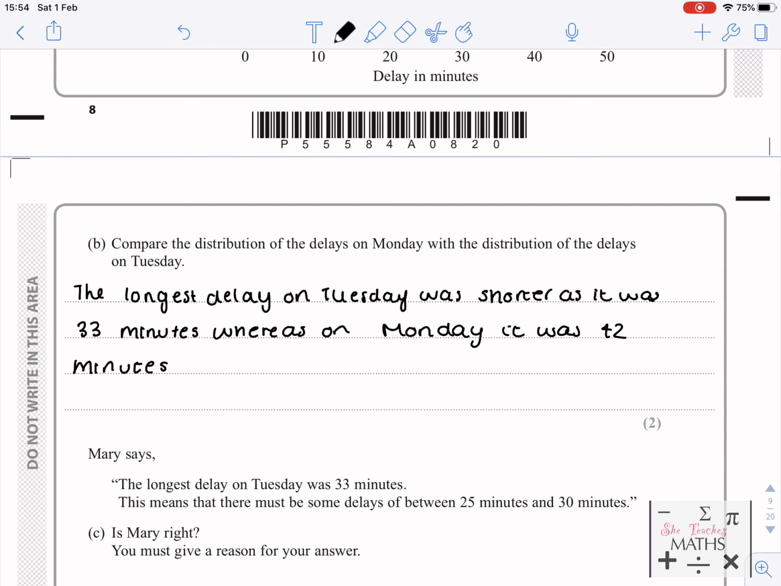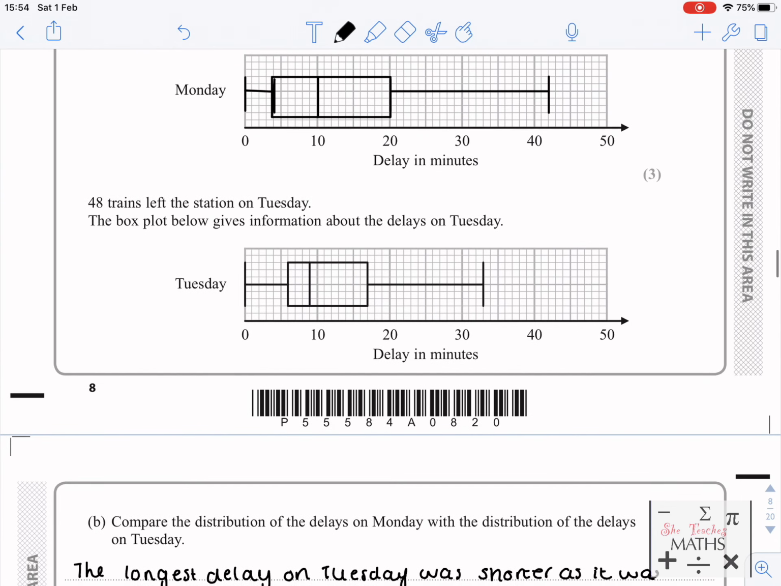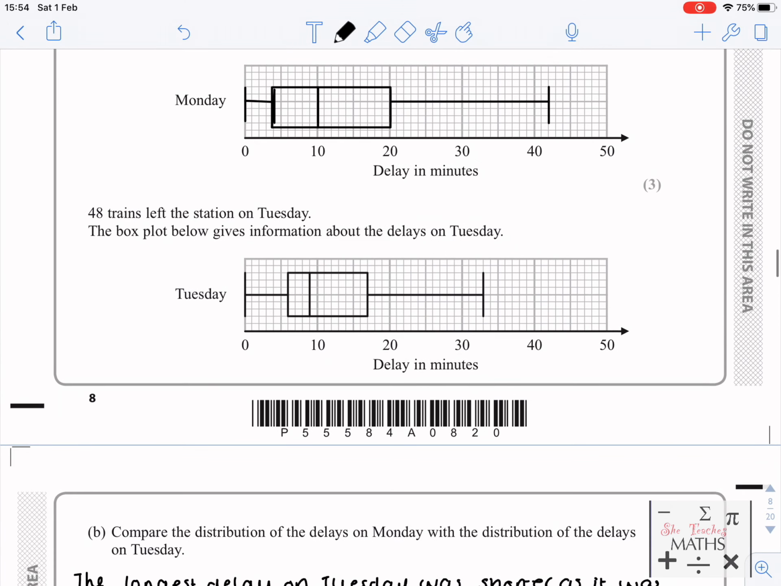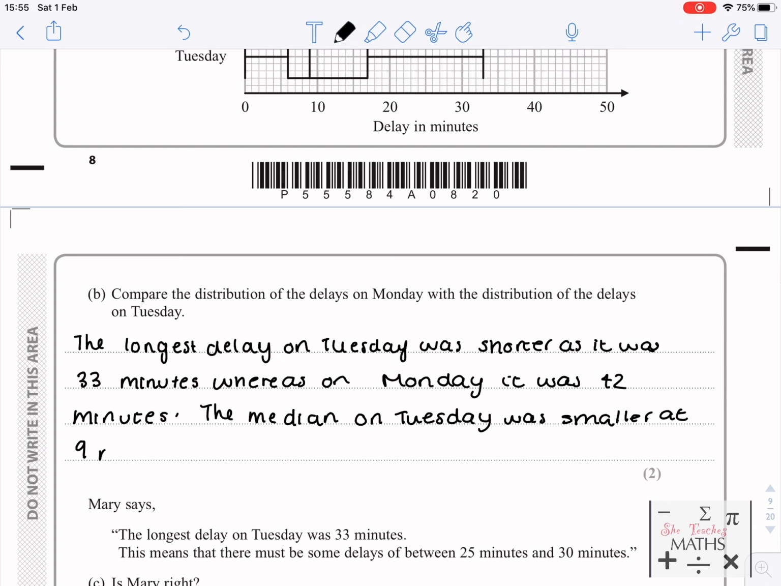So you can also say that the median was smaller on Tuesday. So the median on Tuesday was smaller at 9 minutes compared to 10 minutes on Monday.